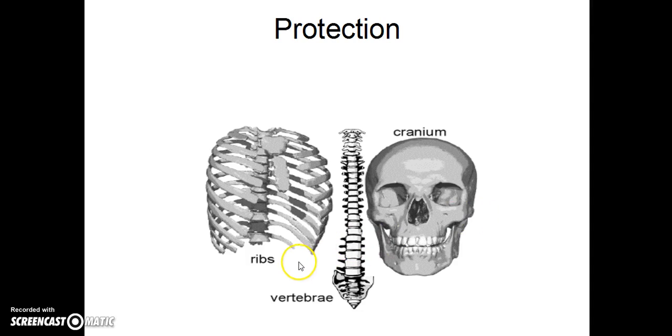Protection is the second function, so it protects the major organs of the body, such as the cranium protects the brain, the ribs protect the heart, the liver and the lungs, and the vertebrae protects the spinal cord, and also the important nerves.